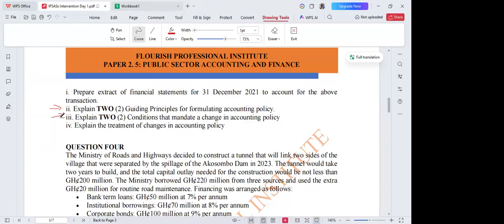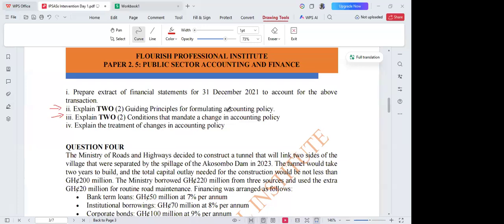Explain two conditions that mandate a change in accounting policy. So this was the one that the lady was talking about. Dorcas, you can come and give me your answer. So explain two conditions that mandate a change in accounting policy. Yeah, Helen, your hand is up. Go ahead. First one is if it's mandatory, if it's required by IPSAS. So if it is required by another IPSAS.